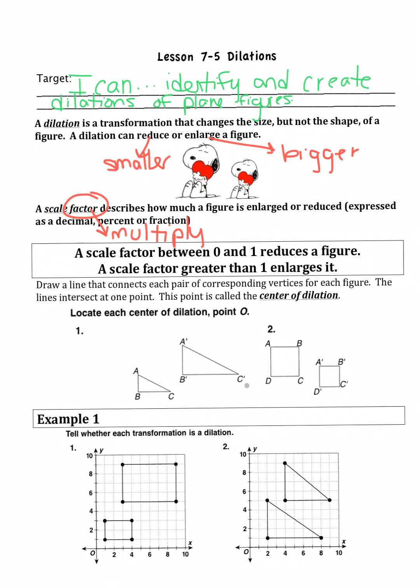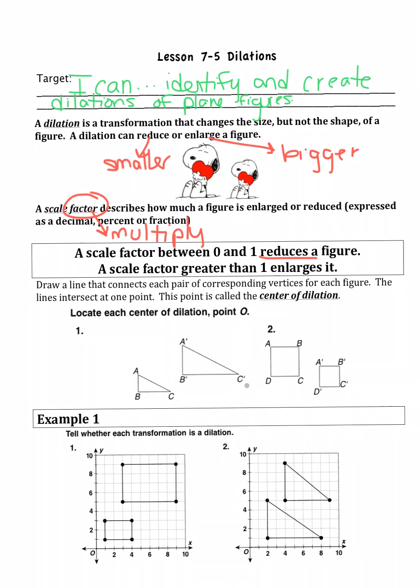Now, when we have a scale factor between 0 and 1, that's when it's going to reduce. So it's going to get smaller. And that makes a lot of sense because we just learned about multiplying by fractions or decimals between 0 and 1. And we know that that makes the value smaller. And a scale factor greater than 1 is going to enlarge it. And that also makes sense because if we multiply by a number bigger than 1, it's obviously going to be bigger.